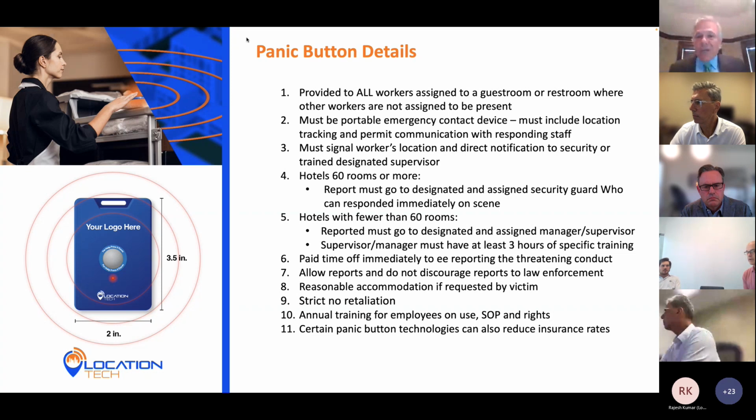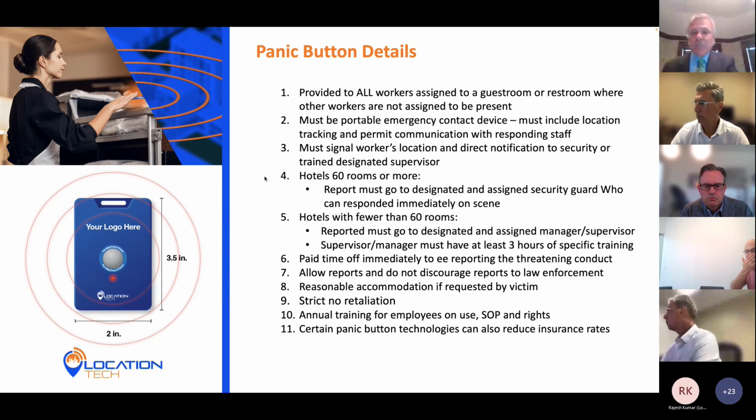So what is a panic button? It is defined in the statute as a portable emergency contact device that needs to include a location tracking element, and also facilitates communication between the individual who's activated the panic button and the security or manager who is charged with responding to those alerts. The alert must go to a designated security guard or a trained supervisor.